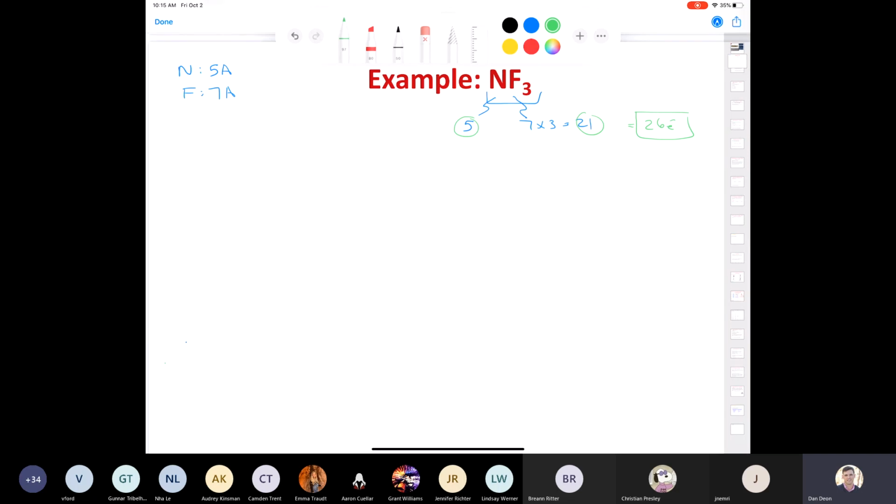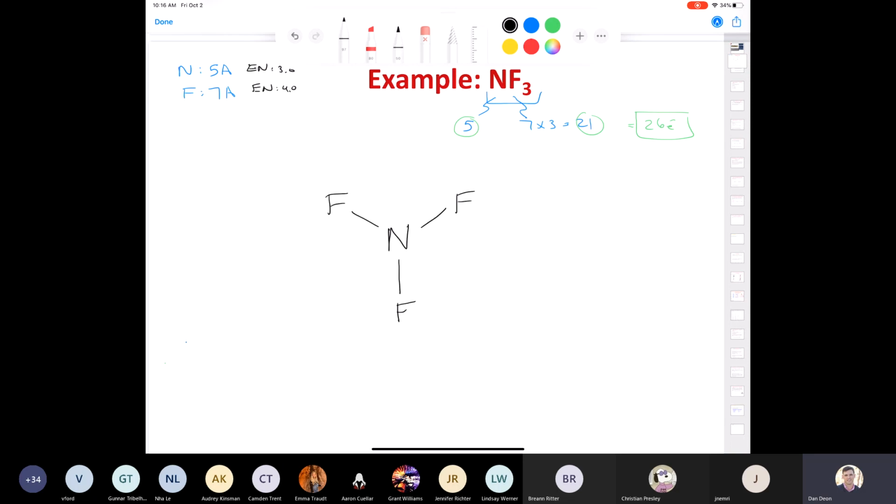The next rule is that we're going to place the least electronegative element in the center. Nitrogen has an electronegativity of 3.0. Fluorine has an electronegativity of 4.0. And so we're going to put the nitrogen in the middle. We're going to draw lines. I like to space them out as much as possible, like this.